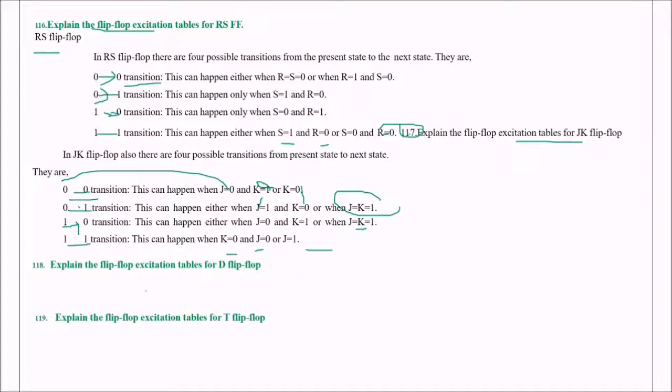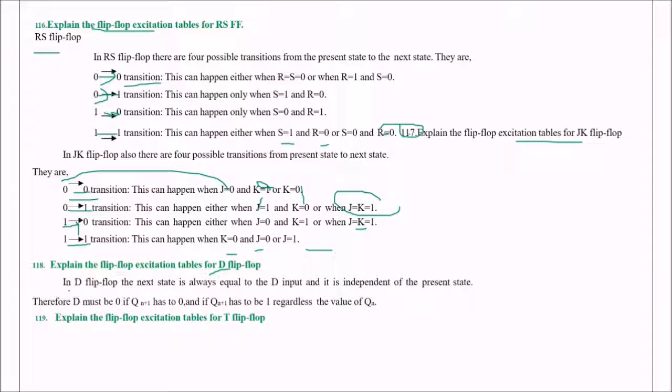Explain the flip-flop excitation tables for D flip-flop. In D flip-flop, the next state is always equal to the D input and it is independent of the present state. This is very important. Therefore, D must be 0 if Q n plus 1, the next state, has to be 0, and D must be 1 if Q n plus 1 has to be 1, regardless of the value of Qn. Qn is the previous state, Q n plus 1 is the next state.